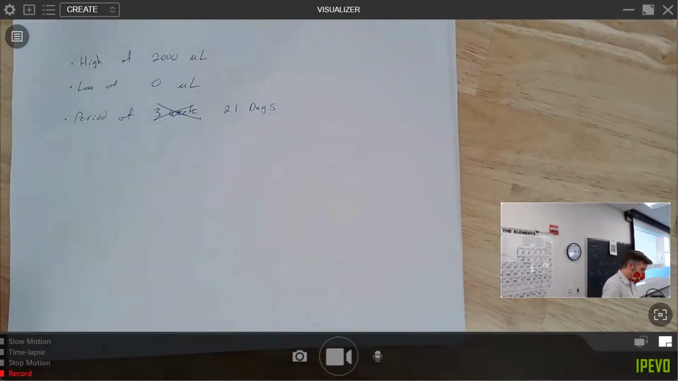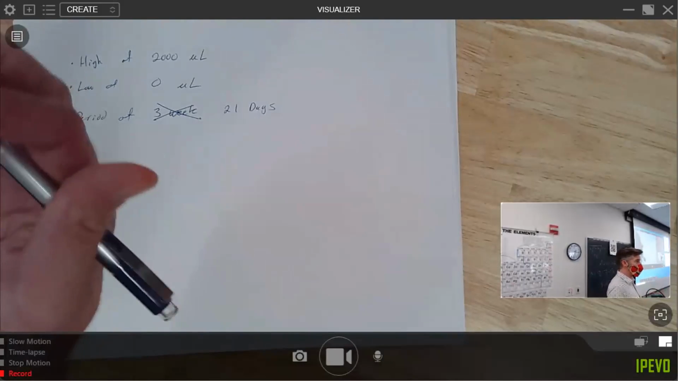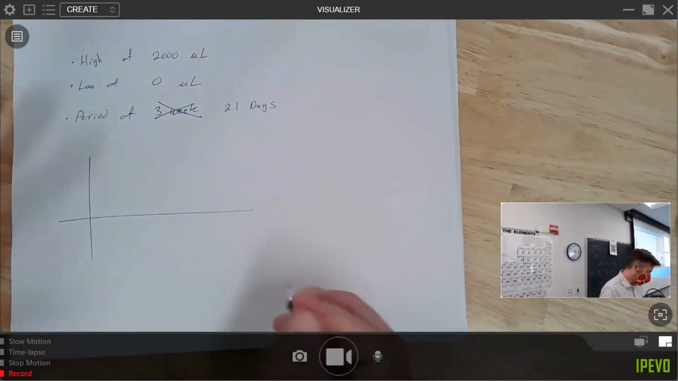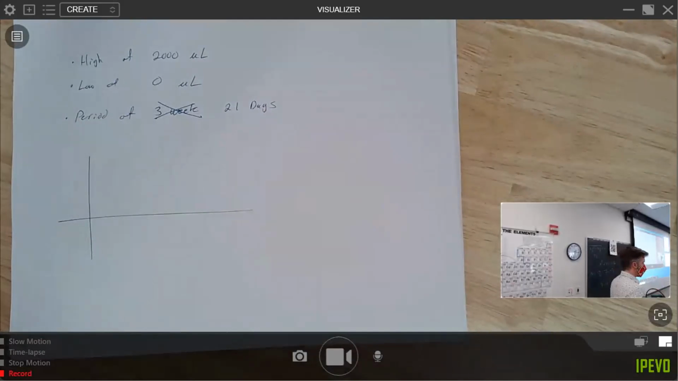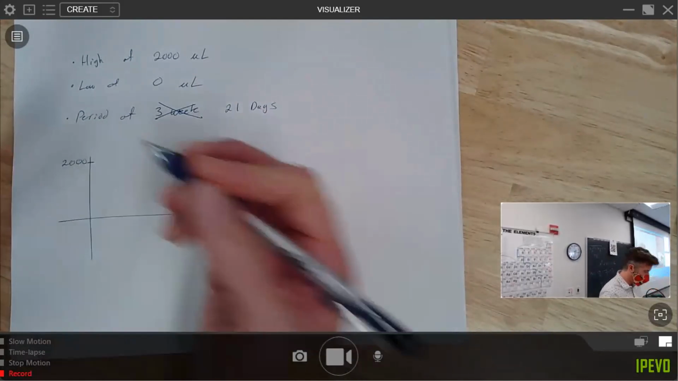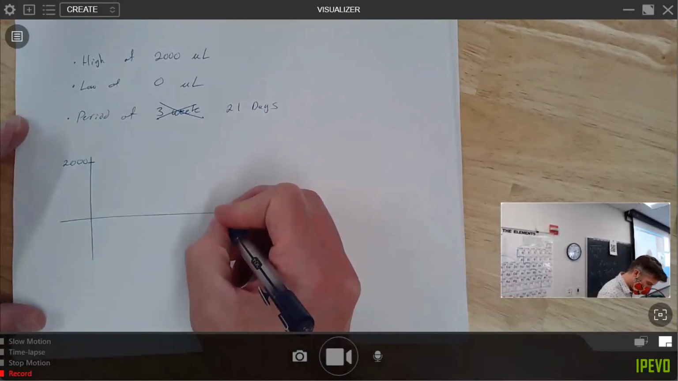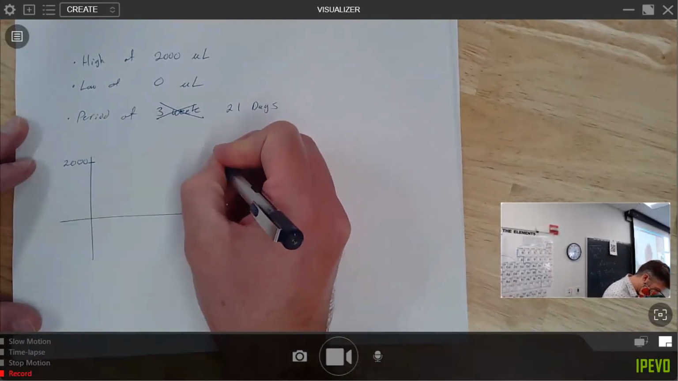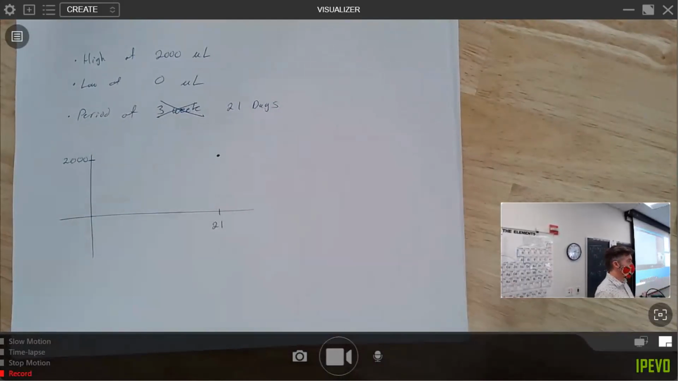The density is maximal on day 0. Okay, so I know what this graph looks like now from what they've said. I know it's periodic, it's sinusoidal, meaning it's like a sine or a cosine, and it's going to start at a high of 2,000 because they told me it did. And then 21 days later, we're going to be back at that same height, because that's what a periodic function does over its period. It gets back to where it started after one whole period.